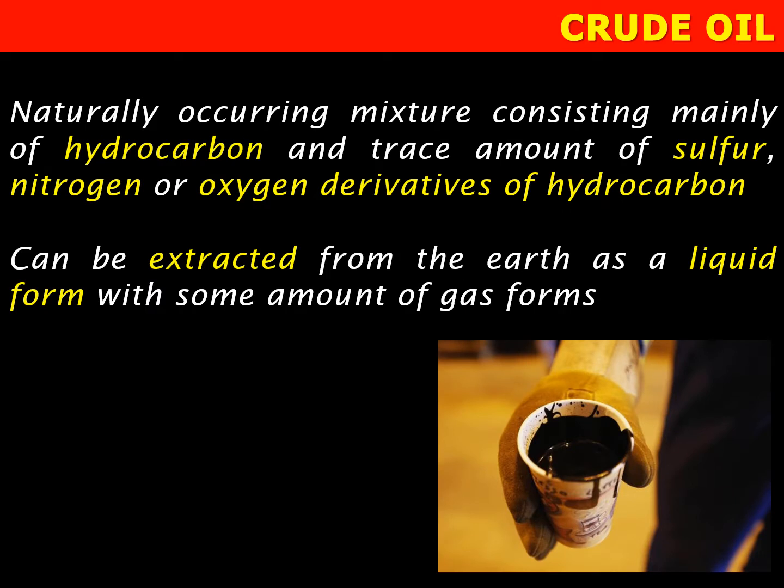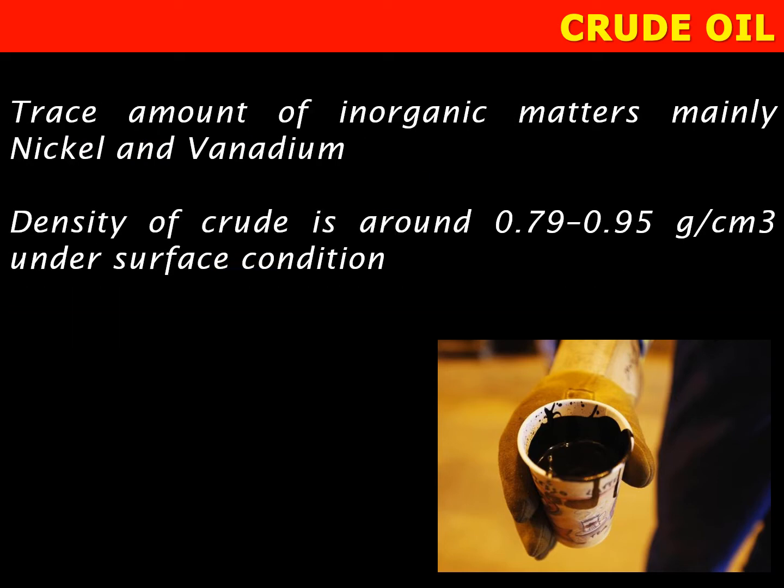Crude oil is a naturally occurring mixture consisting mainly of hydrocarbons, and trace amounts of sulfur, nitrogen, or oxygen derivatives of hydrocarbons. It can be extracted from the earth in liquid form with some amount of gas. The trace amount of inorganic matter in crude oil is mainly nickel and vanadium. The density of crude is around 0.79 to 0.95 grams per cubic centimeter under surface conditions.